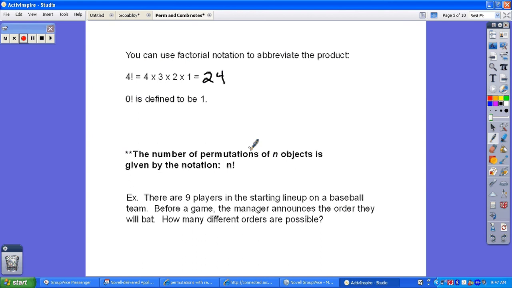Now, on your calculators, there is a way to find n factorial. For most of the calculators, it's usually a button that's right on your calculator. For some of you, it's above one of the keys. I know on the Casio, if you hit option and then arrow over and go to probability, that's where you find factorial, permutations and combinations.